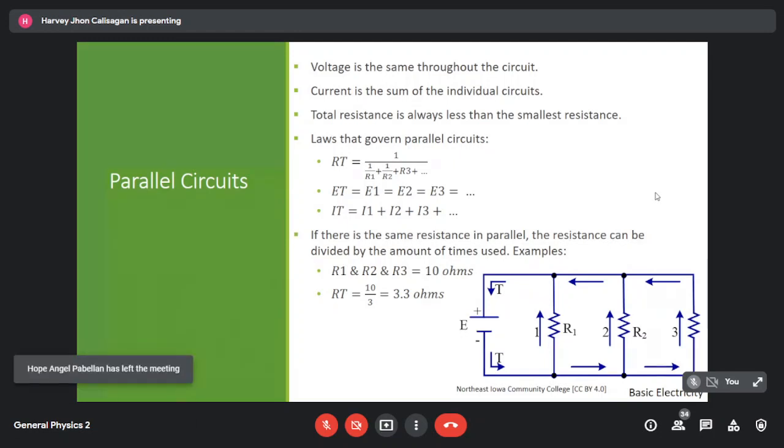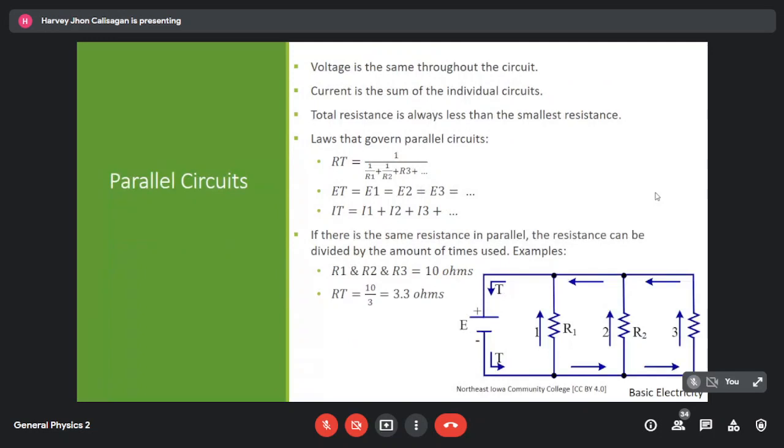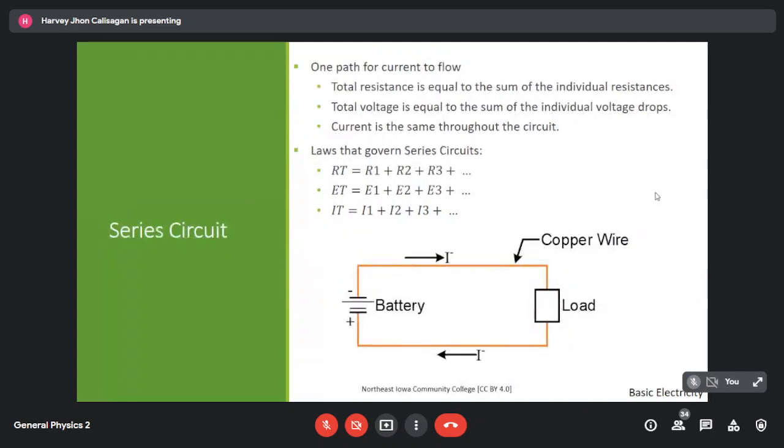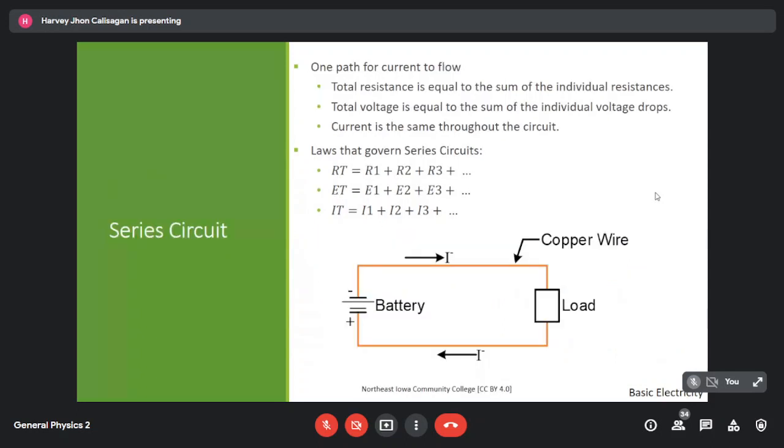Next will be the current. So, for the current, if we compare it to our series, it's the opposite of our voltage. Because in our voltage, we tend to summarize. We tend to get the summative number of voltage in one current or in one single path.